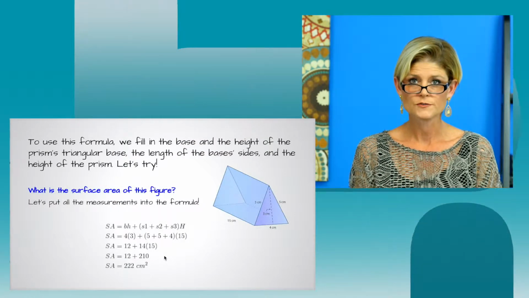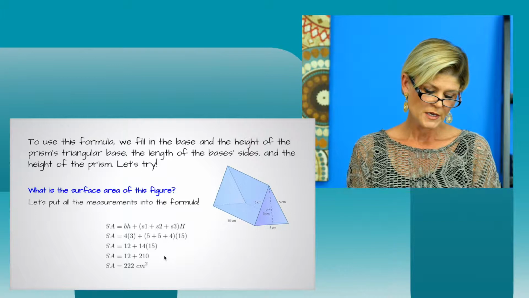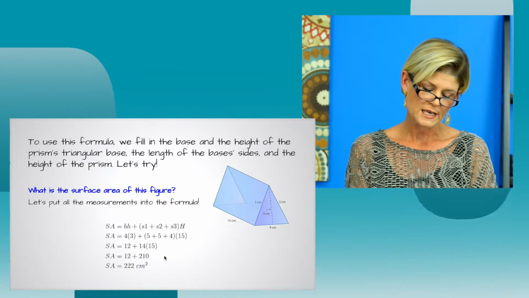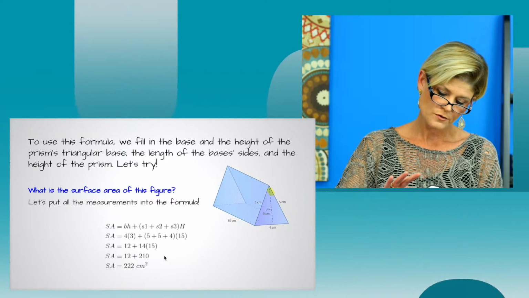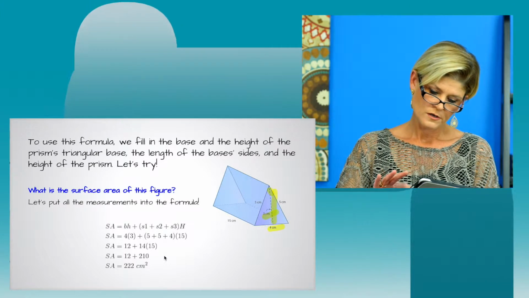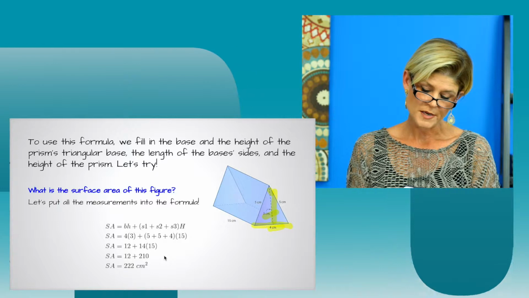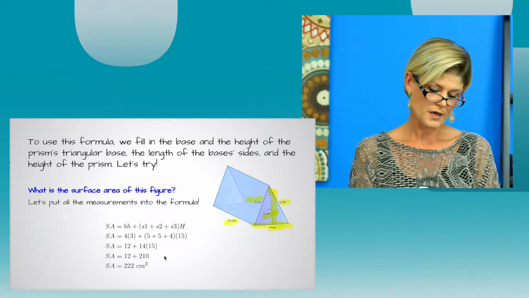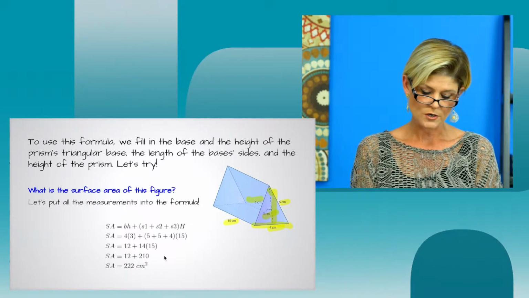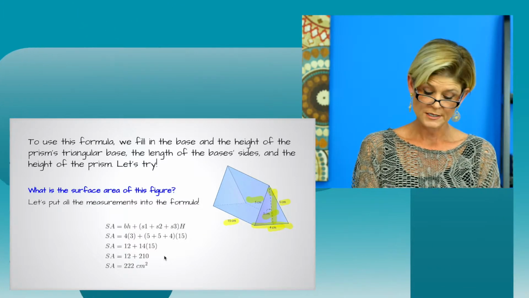Okay, so for those of you who are visual, this will be a little bit easier. To use this formula, we fill in the base and the height of the prism's triangular base, 3 and 4, the length of the base's sides, and the height of the prism. We got 15, 5, and 5. So what's the surface area of this figure? All we have to do is put the measurements into the formula.